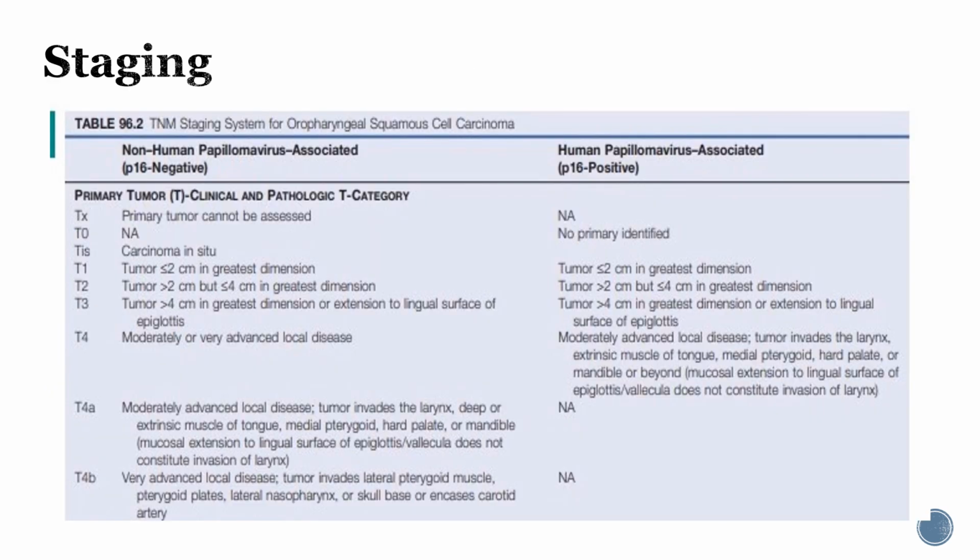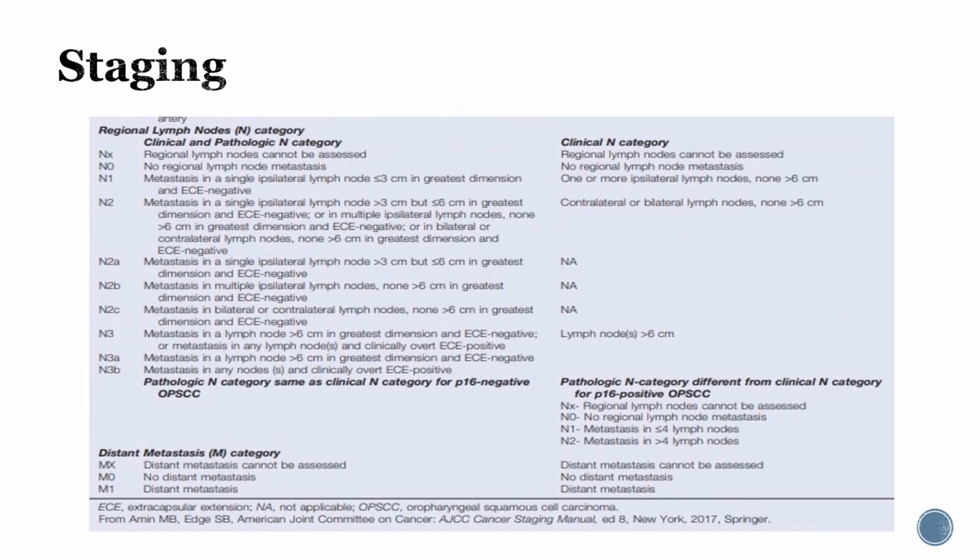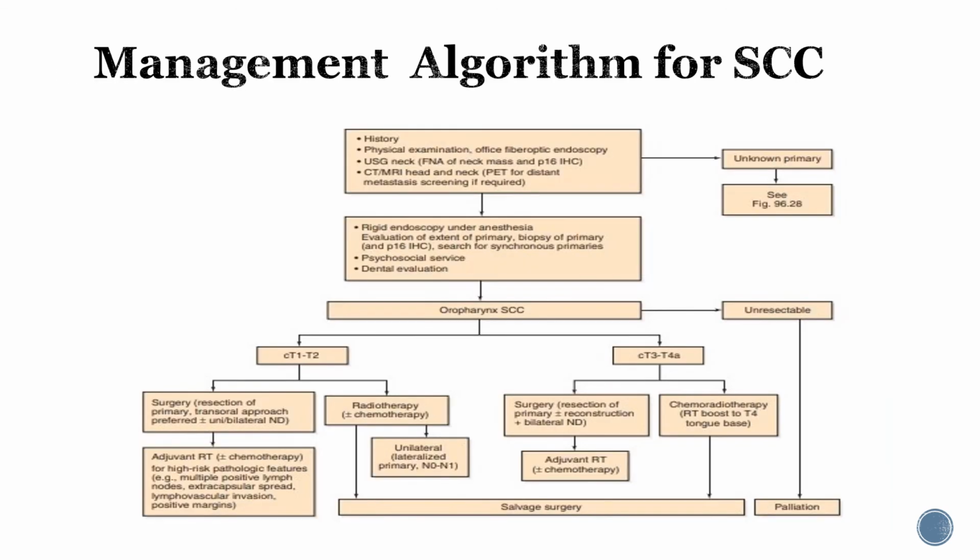The American Joint Committee on Cancer, in its Cancer Staging Manual, defined a new cancer staging system by human papillomavirus status for oropharyngeal cancer. This table separates the systems for human papillomavirus-associated from non-human papillomavirus-associated tumors as defined by the p16 IHC status. The staging for regional lymph nodes and those with distant metastasis follows. And this is the table for the management algorithm of squamous cell carcinoma. This can also be found in the book.